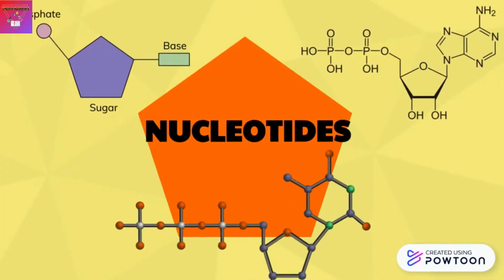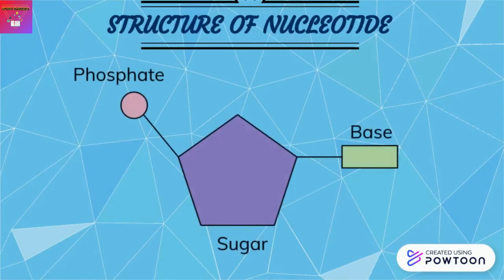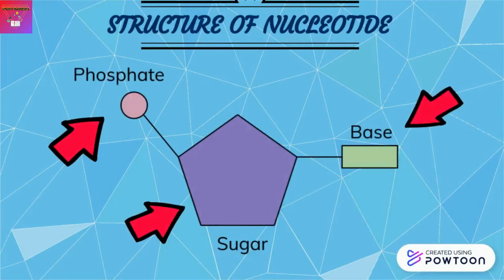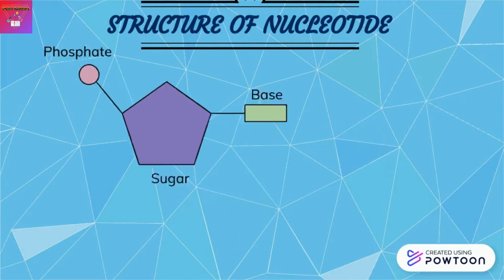Just like any other biomolecule, nucleic acids are also made up of repeating subunits or monomers known as nucleotides. This is the simplified version of a nucleotide structure. Generally, it has three parts: a phosphate group, a pentose sugar, and a nitrogen-containing base, commonly known as a nitrogenous base. Let's have a closer look at each part of the nucleotide.